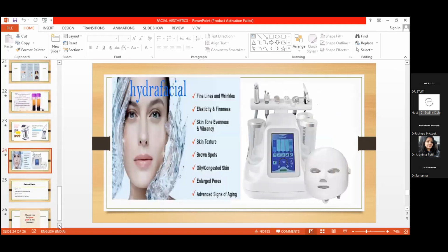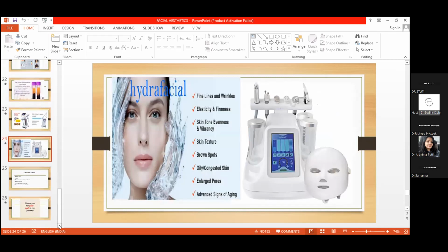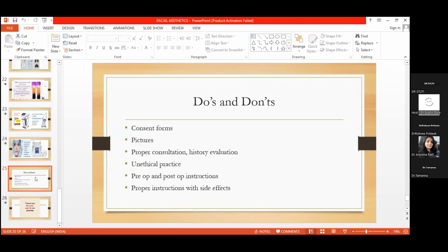Then the most common and most known thing, hydrofacial. So it would address fine lines, wrinkles, elasticity improvement, firmness, skin tone evenness, vibrancy, skin texture, brown spots, oily congested skin, enlarged pores, advanced signs of aging. So all things can be compensated by hydrofacial. So with hydrofacial, you can deliver the results instantly if you have taken a pre-op and post-op picture. That is a must for each and every treatment of your facial aesthetics. So the patient can visibly see the difference once you have done the treatment.